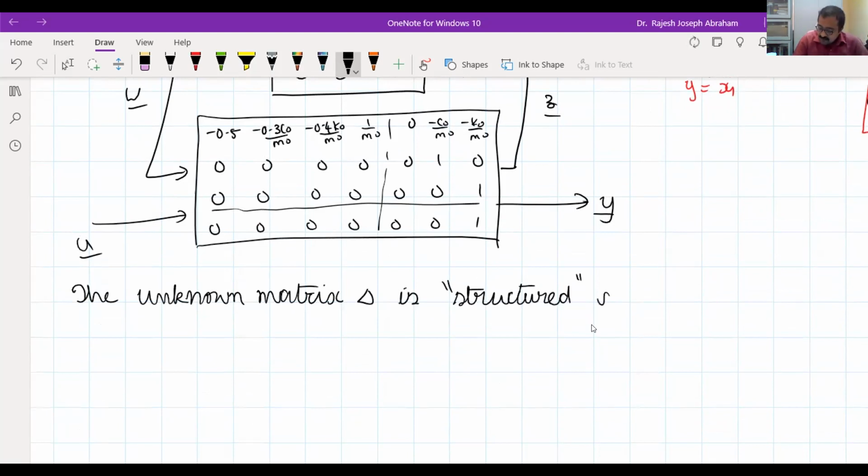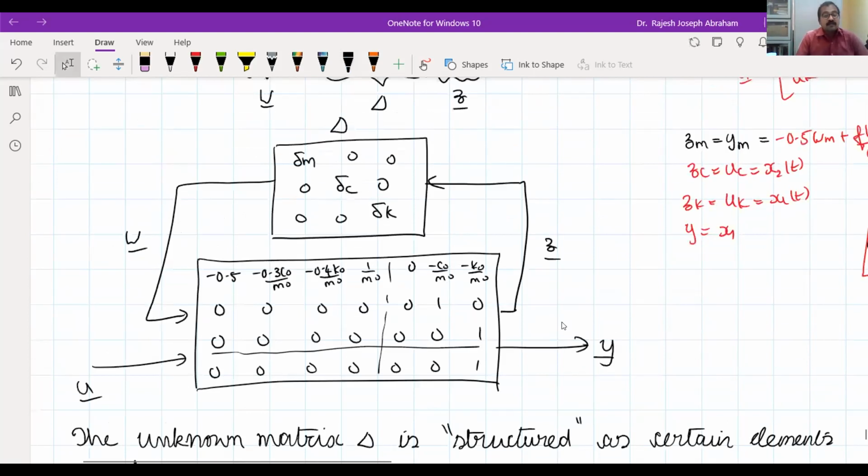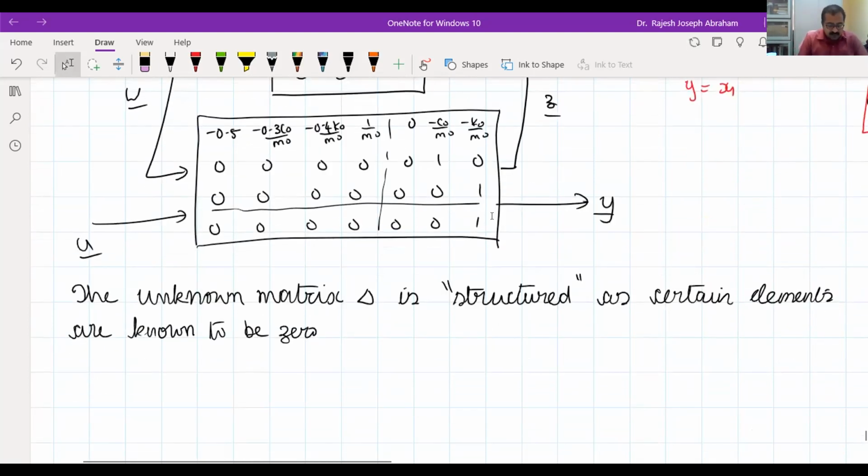Okay, as certain elements are known to be 0. So you see here along the diagonal elements, we have non-zero elements, and all other elements are 0. So that structure is known. Okay, so this is a kind of structured uncertainty. So the unknown matrix delta is structured as certain elements are known to be 0.